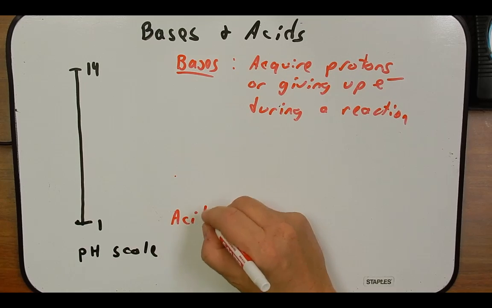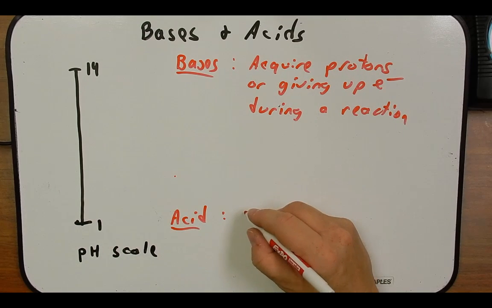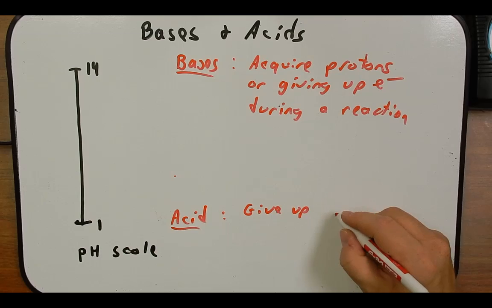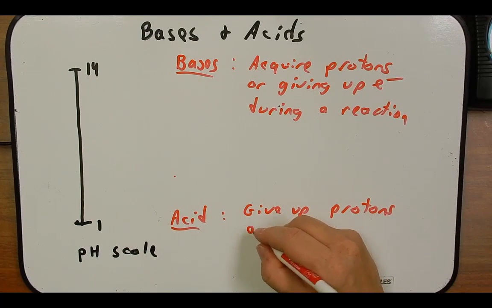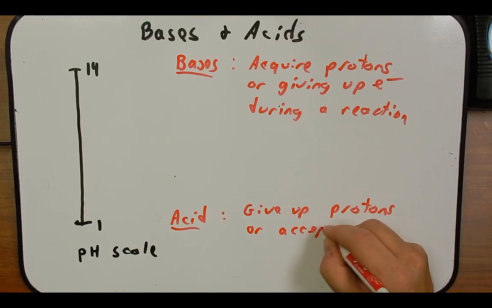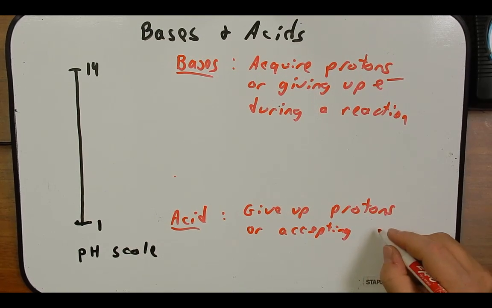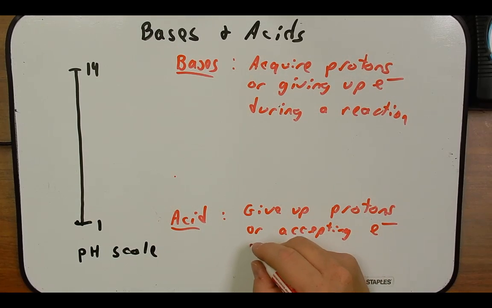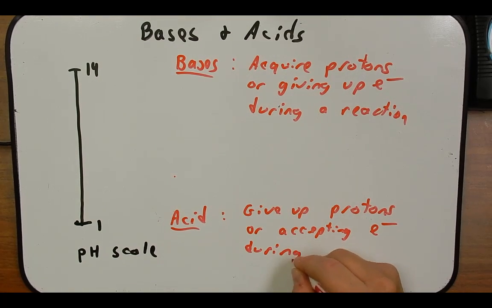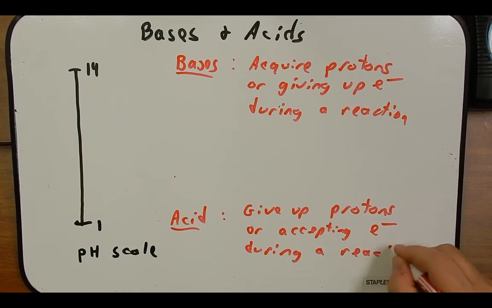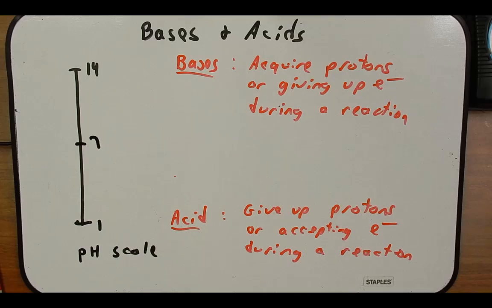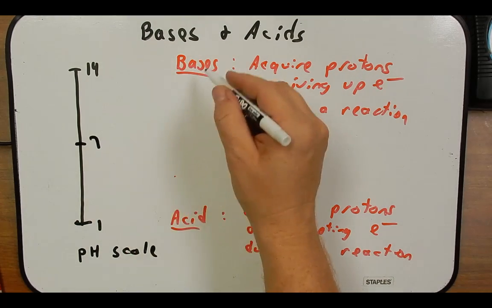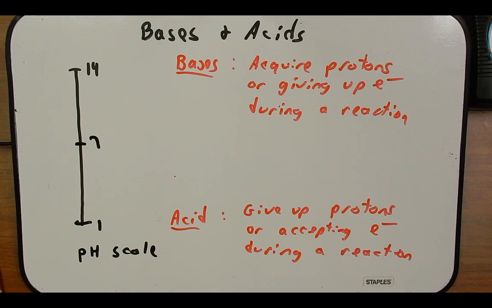Counter that are the acids, and they're going to be our lower numbers. Acids give up protons, or you can think of it as accepting electrons during a reaction. So let's make our neutral. 7 is a neutral pH. Anything below 7, we're going to call an acid. Anything above 7, we're going to call a base. And 7, we're just going to call neutral.